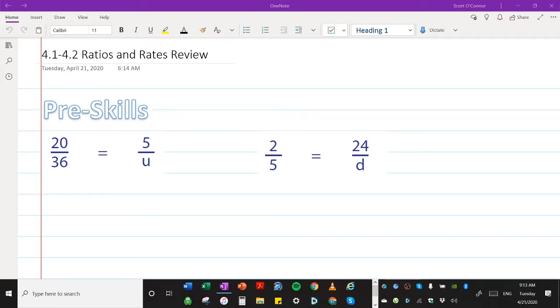So the first thing we're going to do is look at a couple of pre-skills. One of the most important pre-skills you're going to need is how to solve a proportion. A proportion is when you have two or more ratios that are equal to each other. And if you recall, a fraction is just another way of writing a ratio. The other way you can think of this is that we are actually writing equivalent fractions and finding one of the missing values. Either way you think about it, the process for solving it is the same.